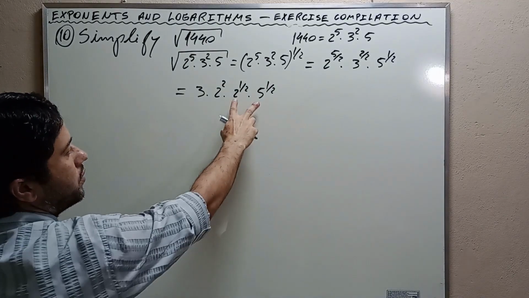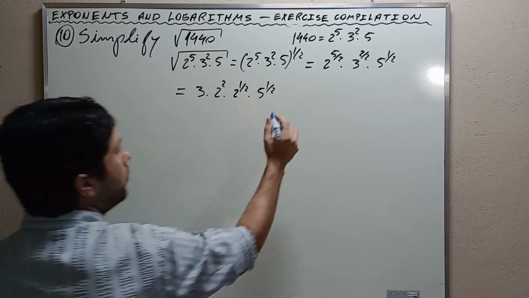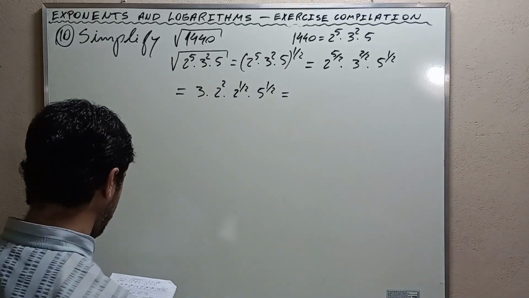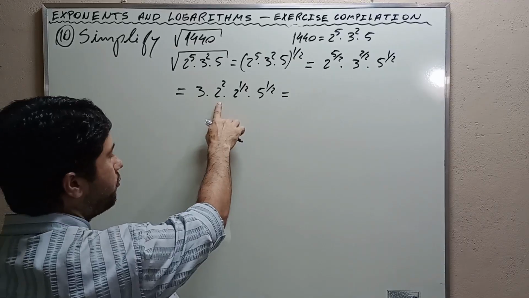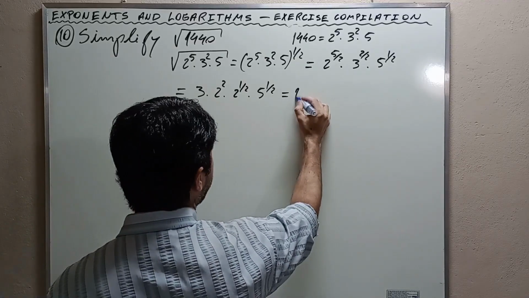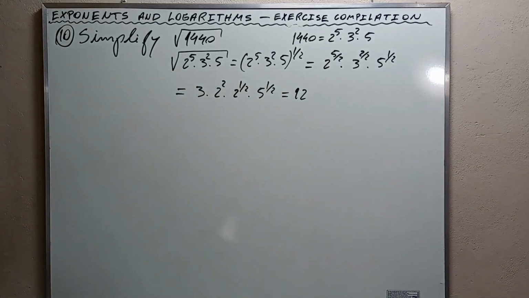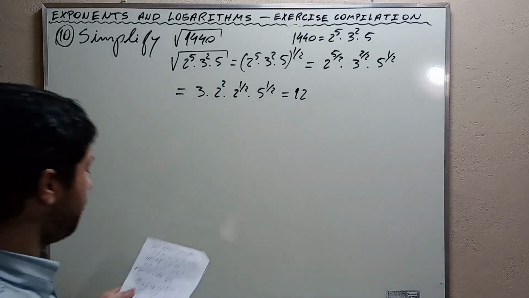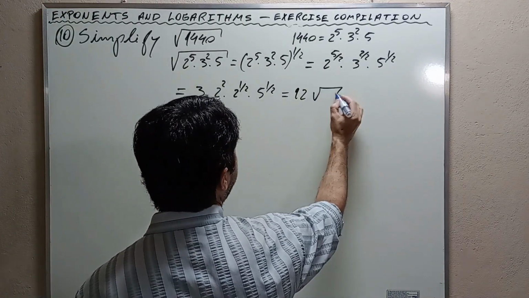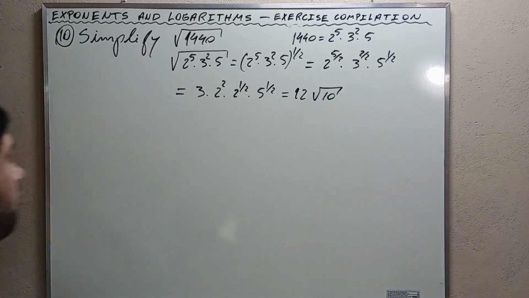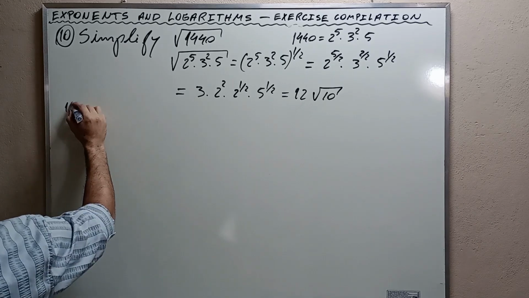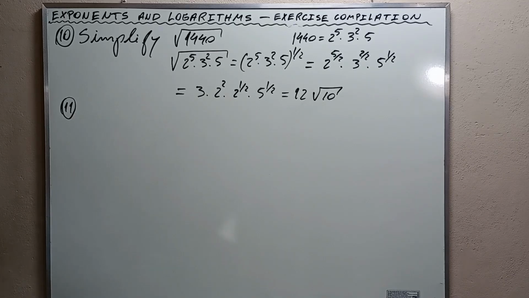And combining these two here, we find that it is equal to 3 times 4 is 12. And the combination of these two here, using one of the properties that we saw in the beginning of the video, we find that it is the square root of 10, okay? And this is the solution of exercise 10. Let's go to exercise 11 now. Exercise 11.